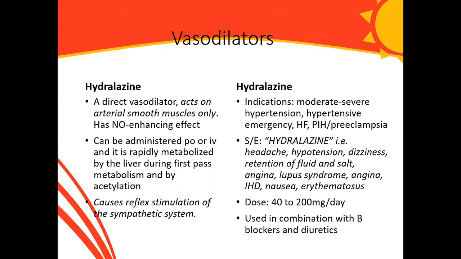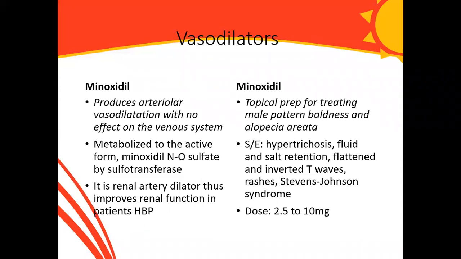All right, so the dose for those who require chronic use of hydralazine is 40 to 200 milligrams per day. Yeah, minoxidil, the men amongst us may find it useful for alopecia, isn't it? But apart from alopecia, it's an important arterial vasodilator, but has no effect on the venous system.